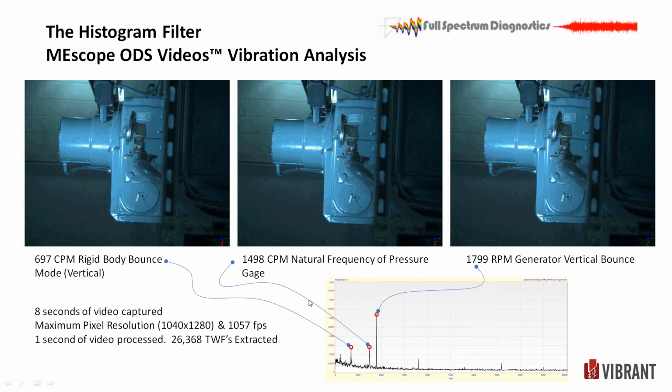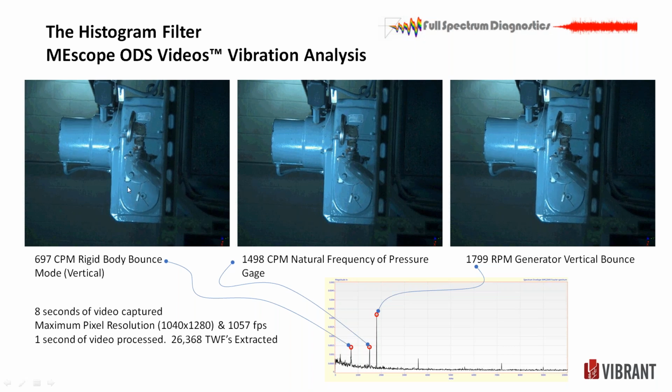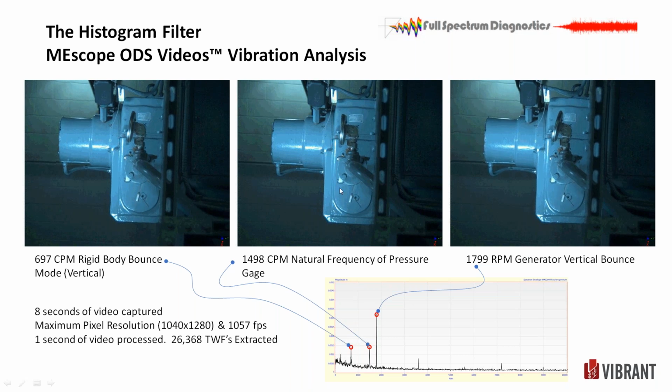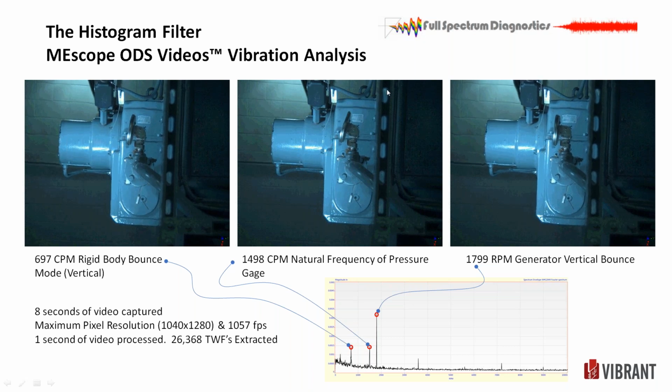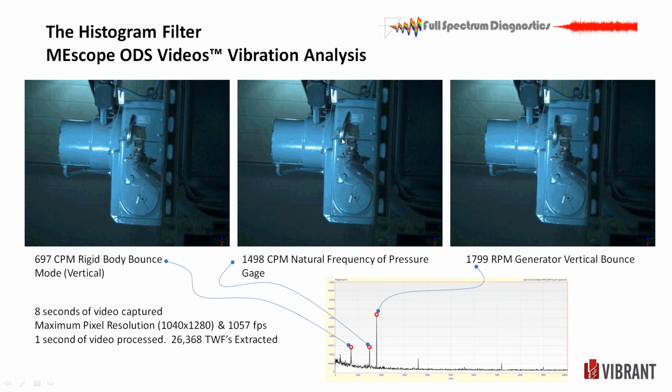There was also a gauge natural frequency. So the whole structure, it's moving here, it's bouncing up and down as a rigid body. Here, it's pretty fixed. No real motion at all, except for this pressure gauge is pitching up and down.